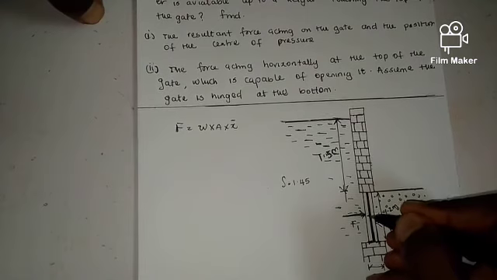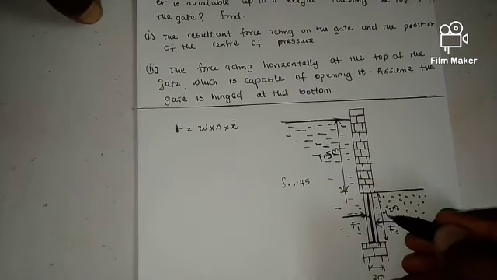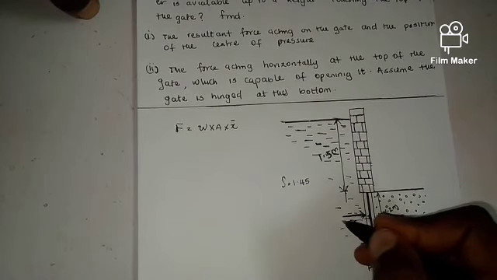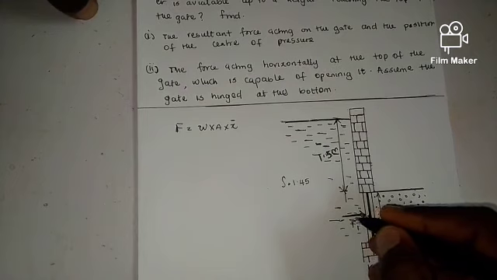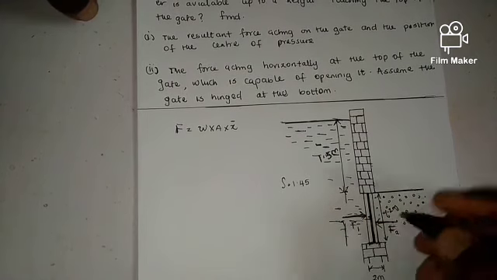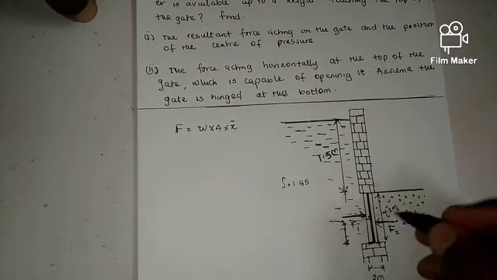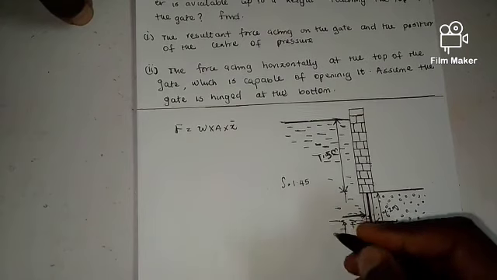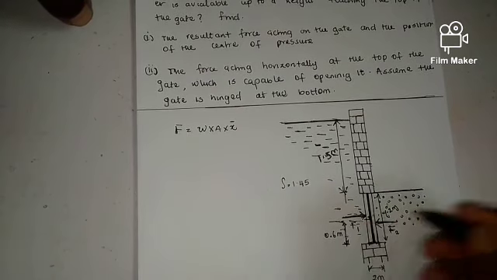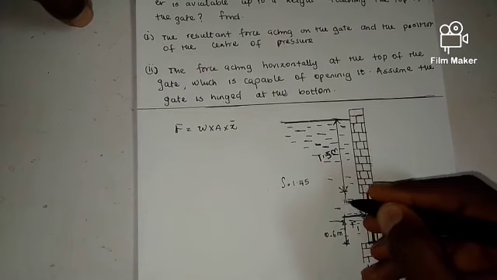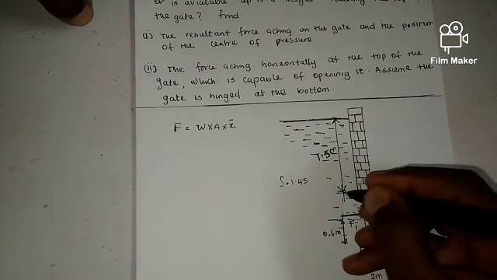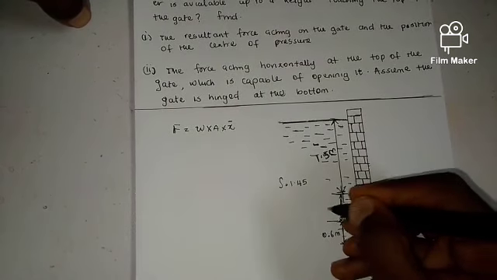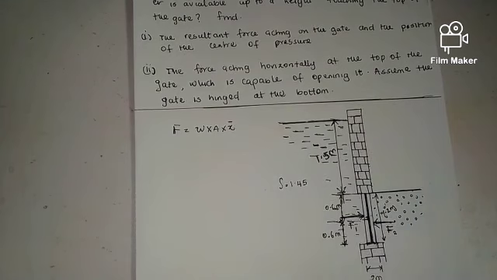So the depth of the gate, starting from the center of gravity of this gate, we'll be dividing this height into two, right? Starting from the center of the gate, since this height is 1.2 meter, from the center of gravity to the hinged part will give me 0.6 meter, right? And the remaining distance also gives me 0.6 meter, right?